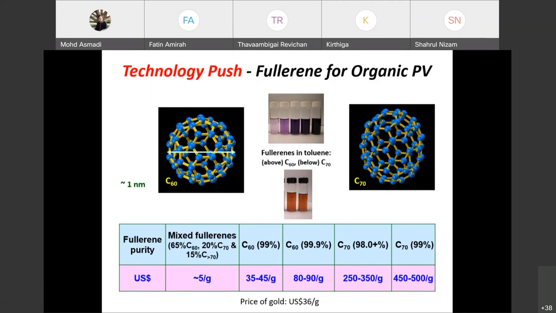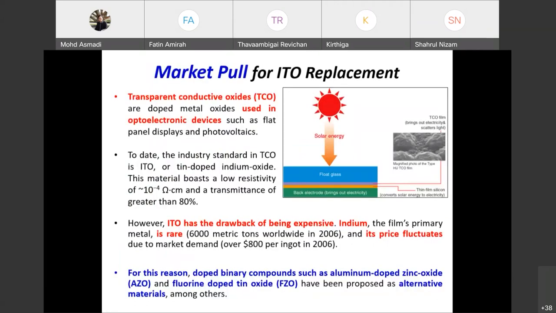Another example of market pull is ITO replacement. The meaning of market pull, if you look here, is that ITO has the drawback of being expensive, since we use indium. The primary metal is rare and its price fluctuates. For that reason, we use other alternatives such as aluminum-doped zinc oxide, and also FZO, as alternative materials to replace indium, because it's expensive, right?